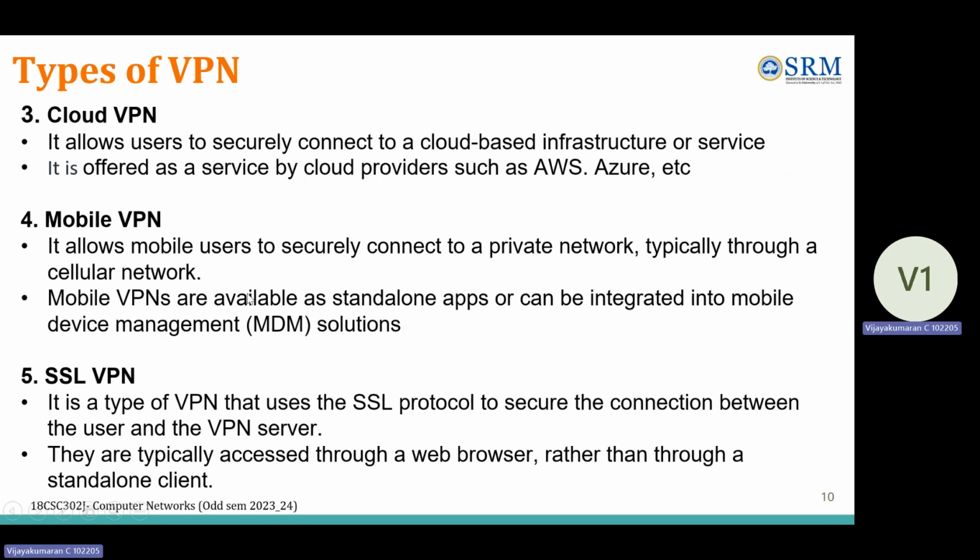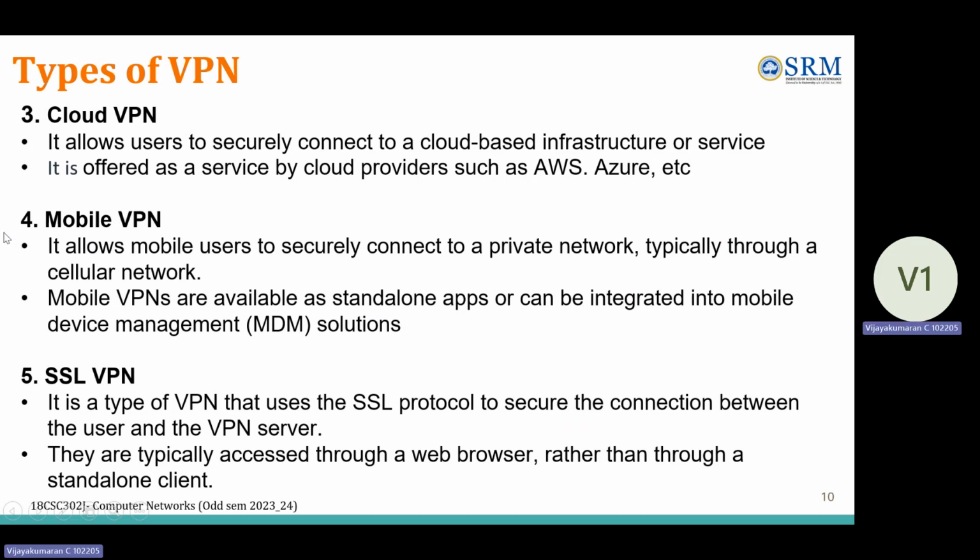Then the third category is cloud VPN, which provides cloud-based services. So the users are directly allowed to connect with the cloud-based infrastructure provided by the service provider. Then you can access some of the cloud resources using this VPN. The cloud providers, AWS, that is Amazon Web Services, and Microsoft also, are some major players in the cloud market. So you can connect with the cloud servers.